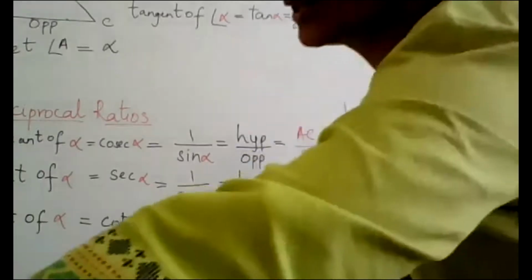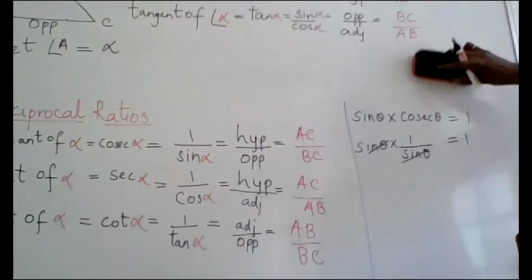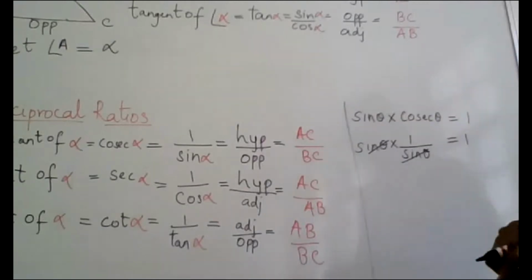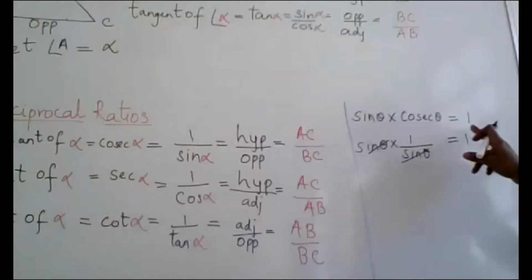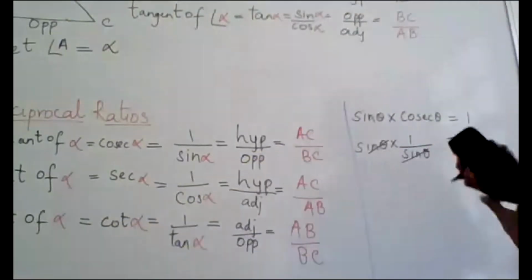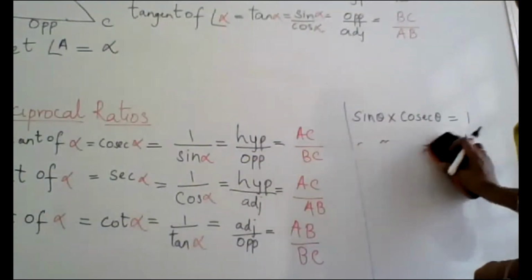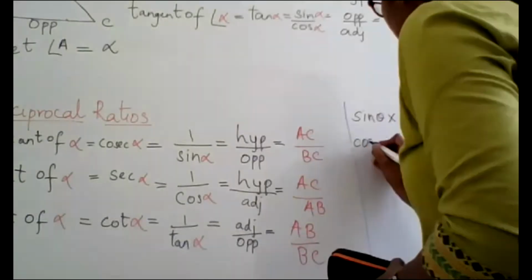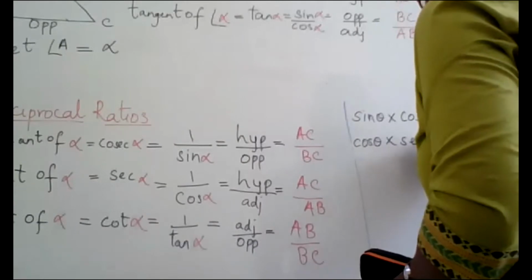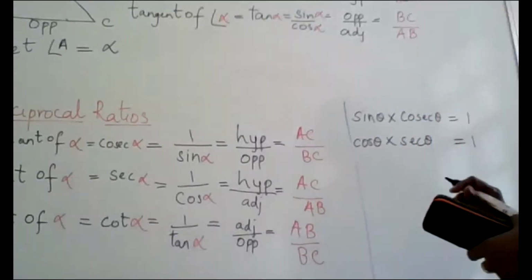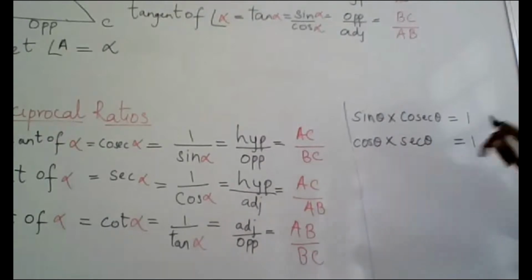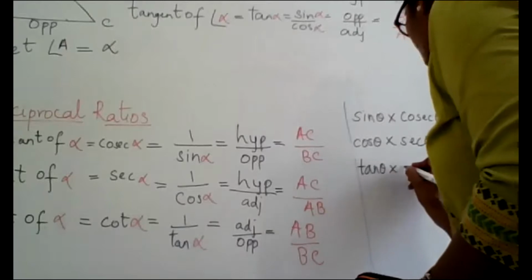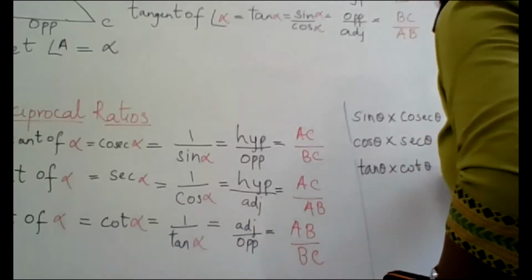Similarly, when you talk about reciprocal ratios in trigonometry, the product of the original ratio and its reciprocal will always become equal to 1. So the first one we have written as sine into cosecant will always be equal to 1. Similarly, the second pair will be cos multiplied with secant will always be equal to 1 because cos and secant are reciprocal ratios. Similarly, when you write tan theta multiplied with cot theta, they will always be equal to 1.